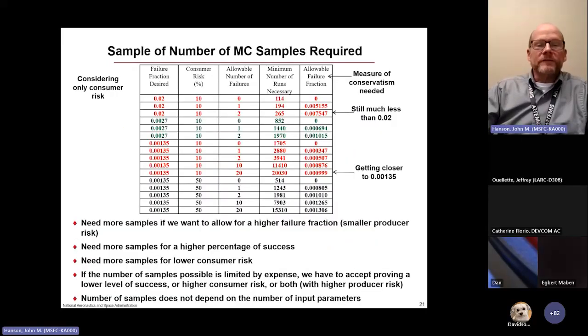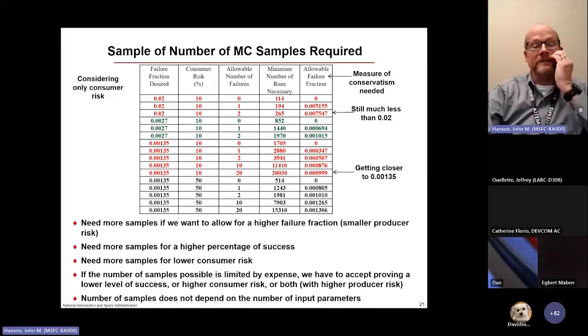Okay, so this slide, there's a table here that talks about how some of these things vary, and in the left-hand column there's the failure fraction desired. So the first three entries are 98% success, then we've got 99.73, and then we've got 99.865. And different values of consumer risk, most are listed as 10, some at the bottom are 50. Then we've got the allowable number of failures for these particular cases and the minimum number of Monte Carlo samples that we need to take to get to that success rate.